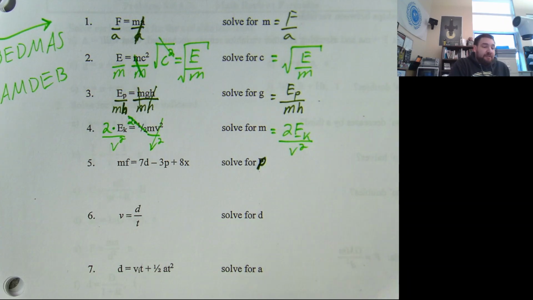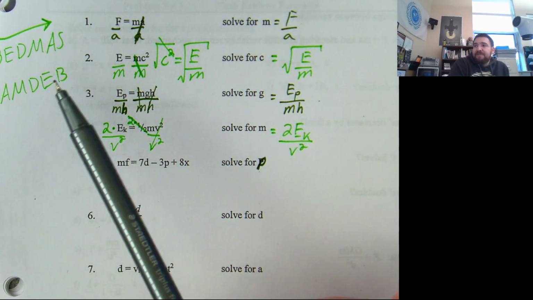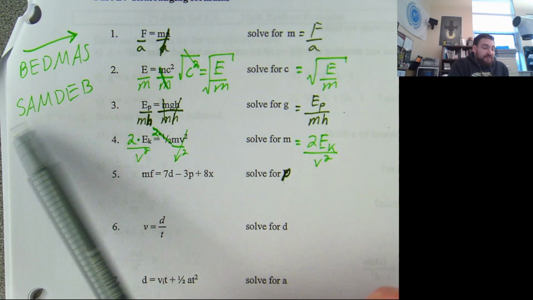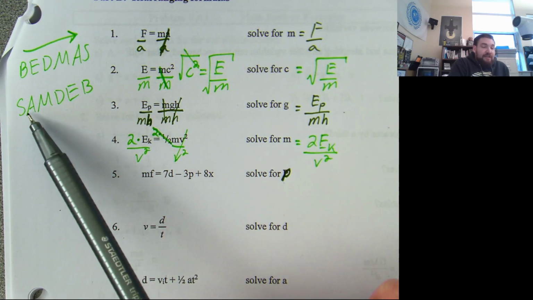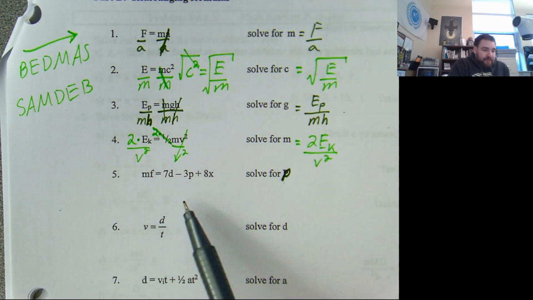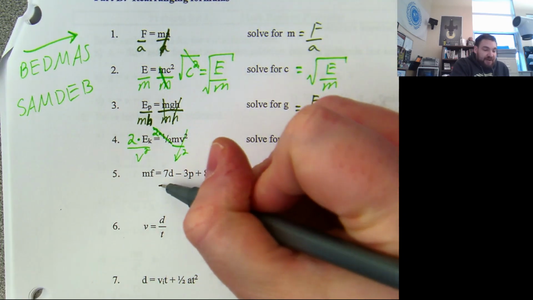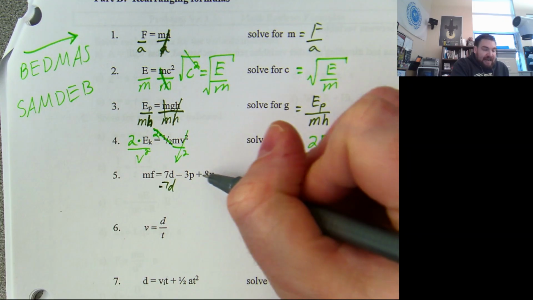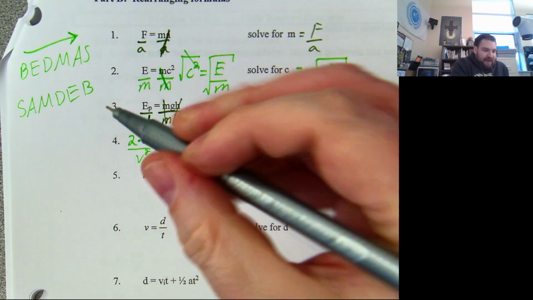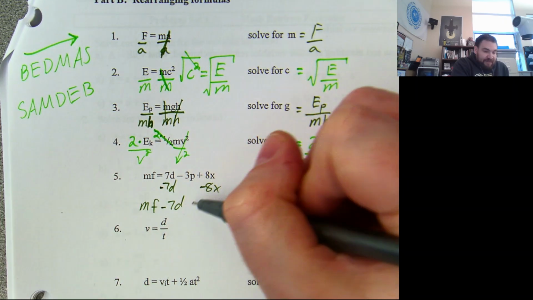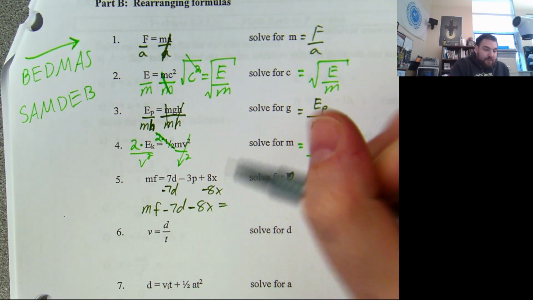The addition and subtraction. So as I've been teaching my 9s, if it helps, when you're isolating for a variable following this SAMDEB or just BEDMAS backwards, you want to deal with the addition and subtraction first. So what am I going to have to do to get rid of the 7d and the 8x? Because that has to happen first. Subtract both of them. The 7d here is positive, so I'm going to minus 7d. This 8x is positive, so I'm going to minus 8x. And I'm going to get that mf, and I'm going to do the same thing to this side, minus 7d minus 8x equals what?